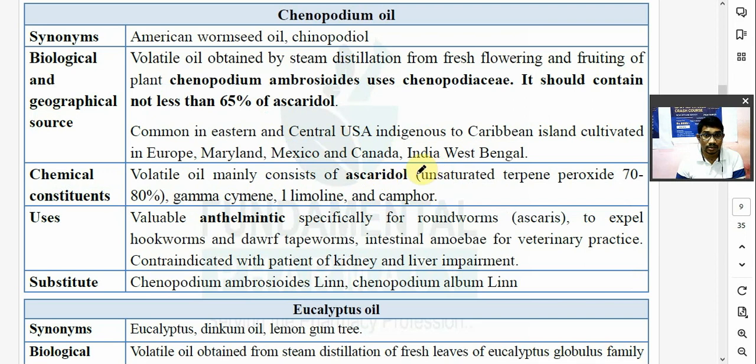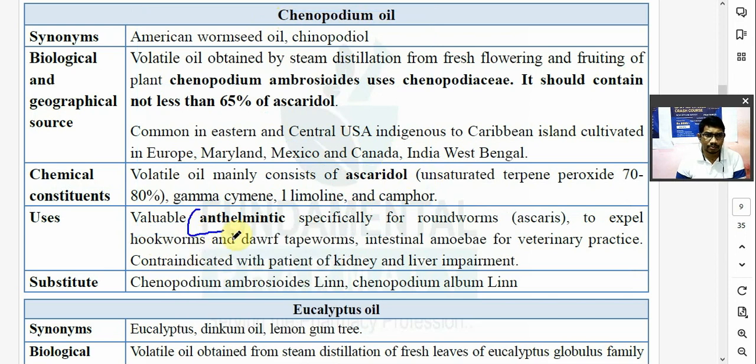Ascaridole is a main component of oil that is present in the following crude drug: chenopodium oil. Chenopodium oil is ascaridole. Right? Now the use: it is a valuable anthelmintic. What is an anthelmintic? Anthelmintic means any drug that can remove worms from your intestine.